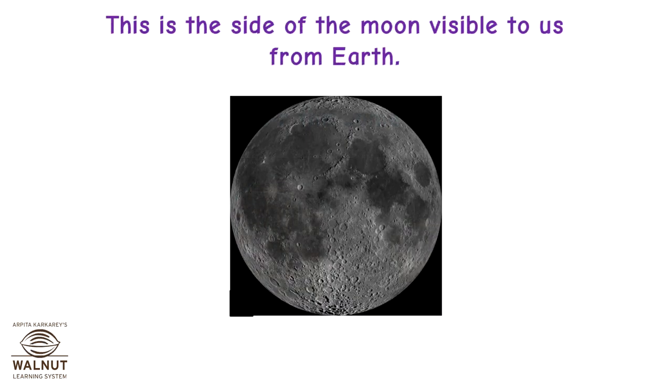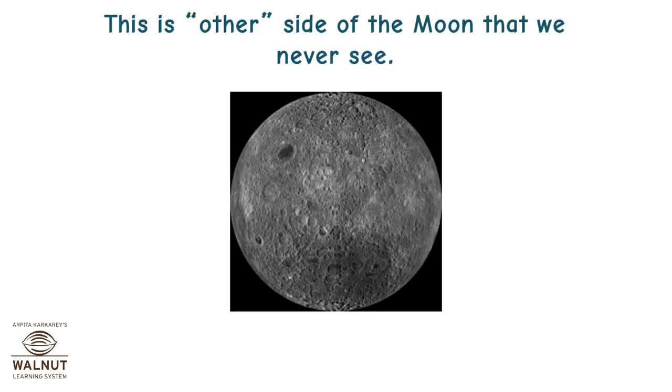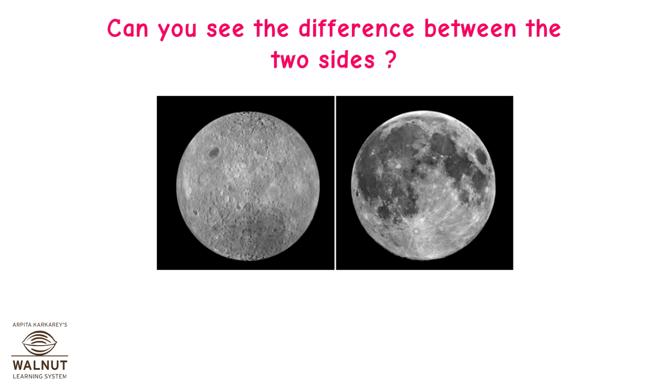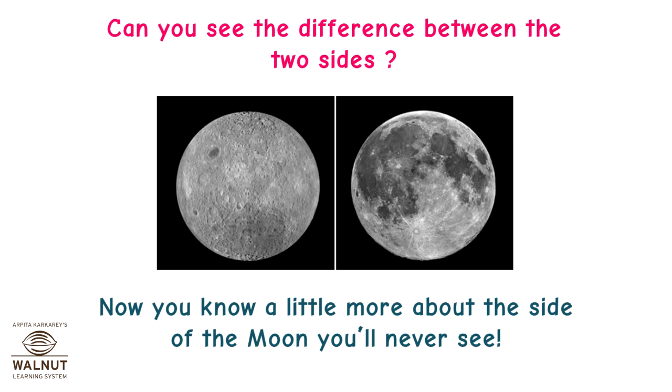This is the side of the moon visible to us from Earth. This is other side of the moon that we never see. This picture was taken by a spacecraft. Can you see the difference between the two sides? Now you know a little more about the side of the moon you will never see.